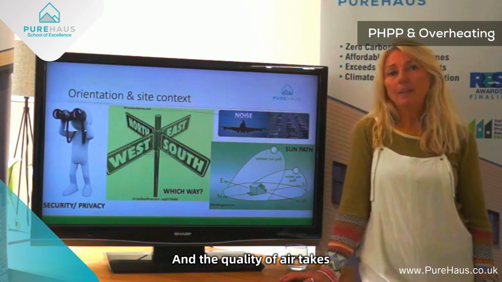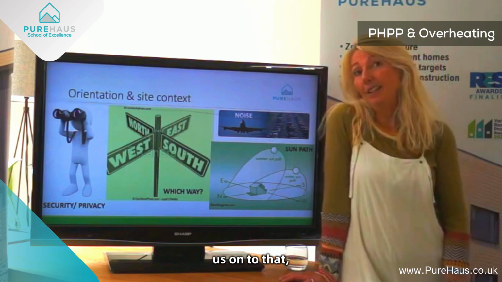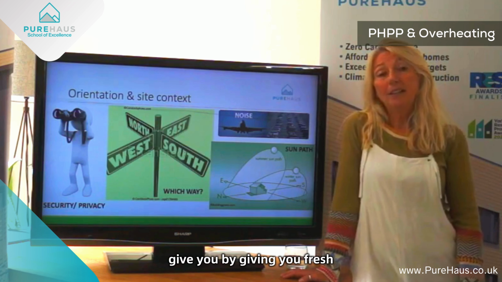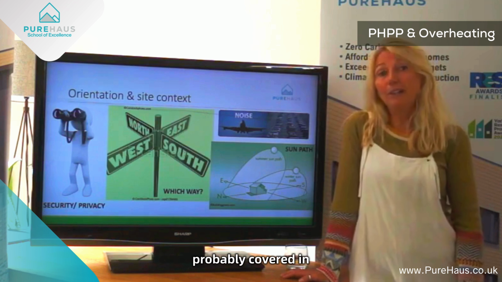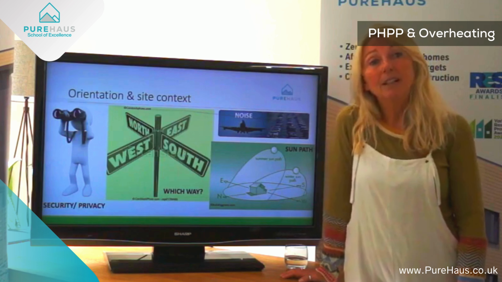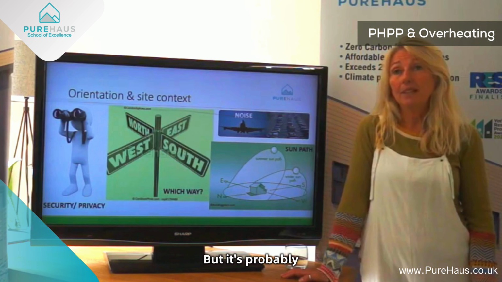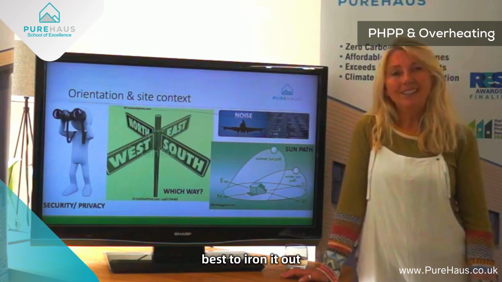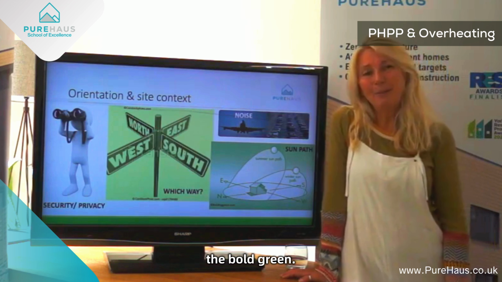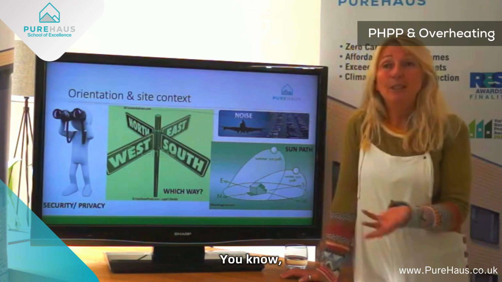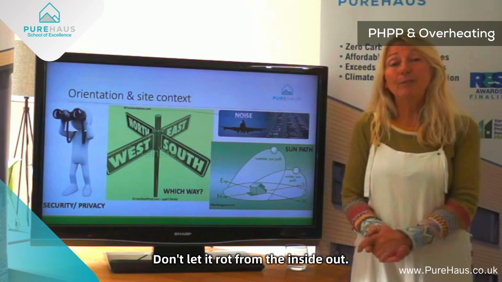And the quality of air takes us on to that, doesn't it, really? The quality of air that a passive house can give you by giving you fresh air, which you probably covered in the MVHR module, alleviates that to some extent, but it's probably best to iron it out and not let the mold grow. And also protect your building. Don't let it rot from the inside out.